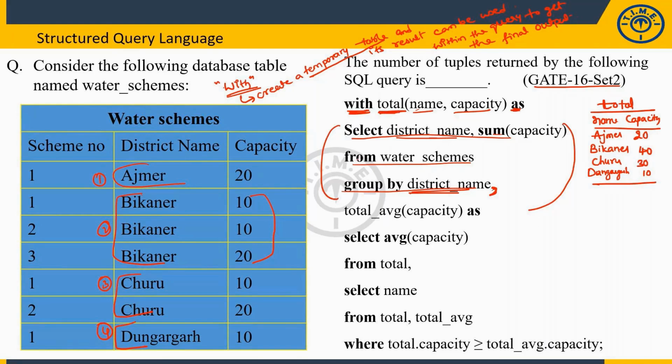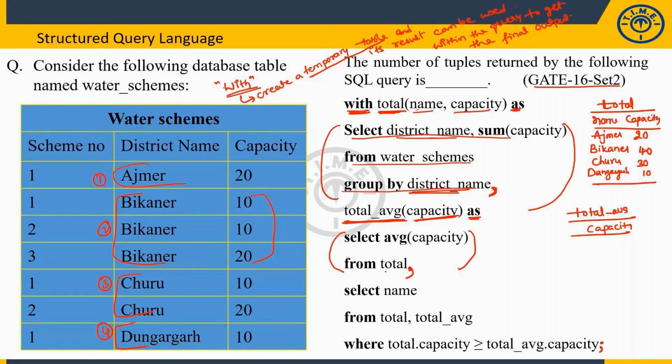Okay, now this query output again will be used in the same query. It is comma, not semicolon. Semicolon will end the query. Comma will continue the query. Now, what happens again? They are creating one more temporary table called total average. What is a column in the table? Capacity. This table output is going to be selected from where? Select average capacity from total. This is a comma. Look at it.